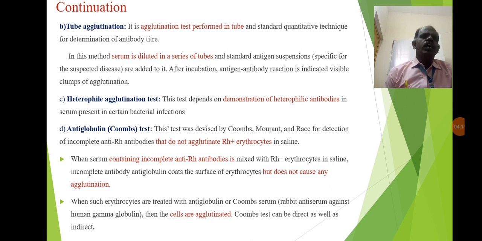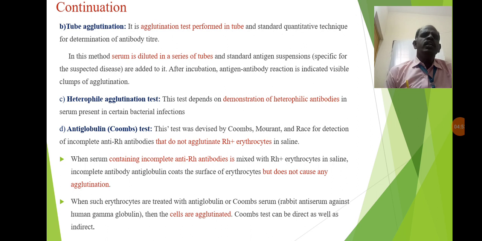And the third one is heterophile agglutination. This test depends on the demonstration of heterophilic antibodies in the serum that are present in certain bacterial infections. The fourth one is the antiglobulin test. This test was devised by Coombs, Moran and Race for the detection of incomplete Rh antibodies that generally do not agglutinate Rh positive erythrocytes in saline.